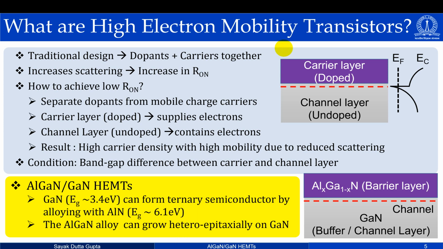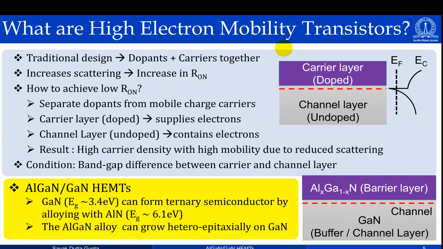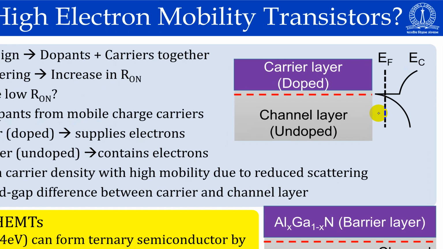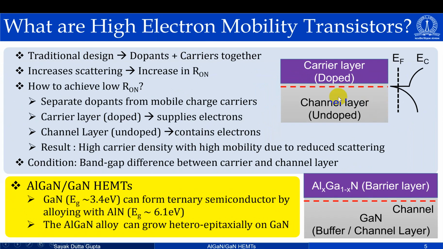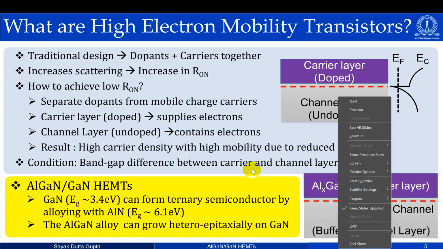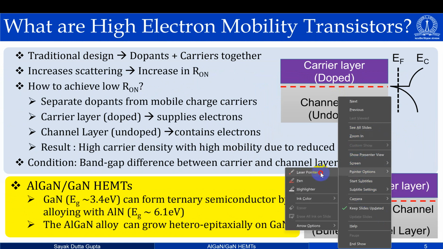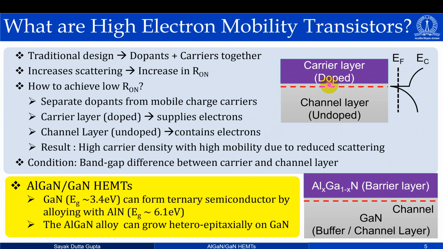Since the 2DEG that is formed at the interface will have high mobility because it is in a lightly doped region, or the undoped region that I have shown here in this case. I hope it is visible. So we have the undoped region, and then we have the carrier doped region. In this undoped region we have the 2DEG formed.